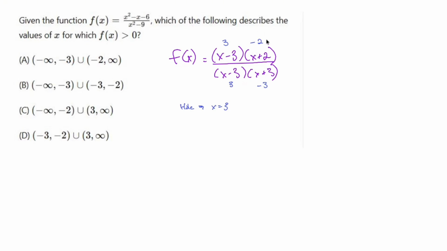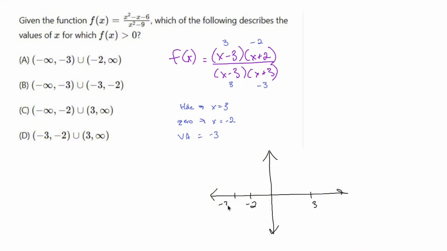Negative 2 is a magic number living alone in the numerator, so that is a 0 at x equals negative 2. And negative 3 is a magic number living alone in the denominator, so I'm going to have a vertical asymptote at negative 3. So if I were to sketch this on a coordinate plane, what I have so far is a hole happening at 3, a 0 happening at negative 2, and a vertical asymptote happening at negative 3.